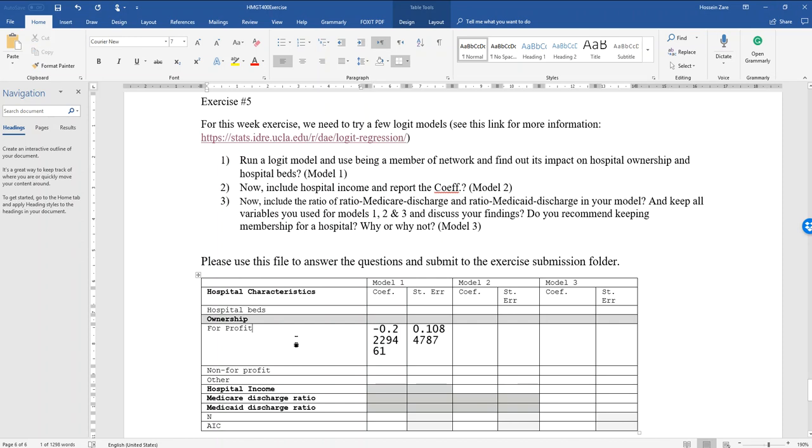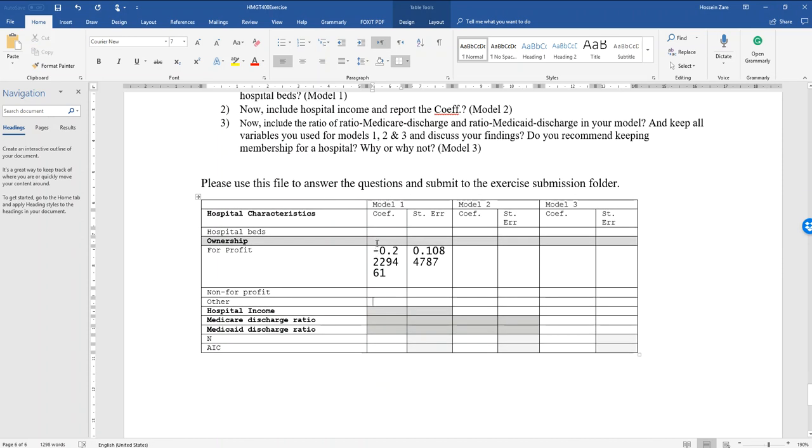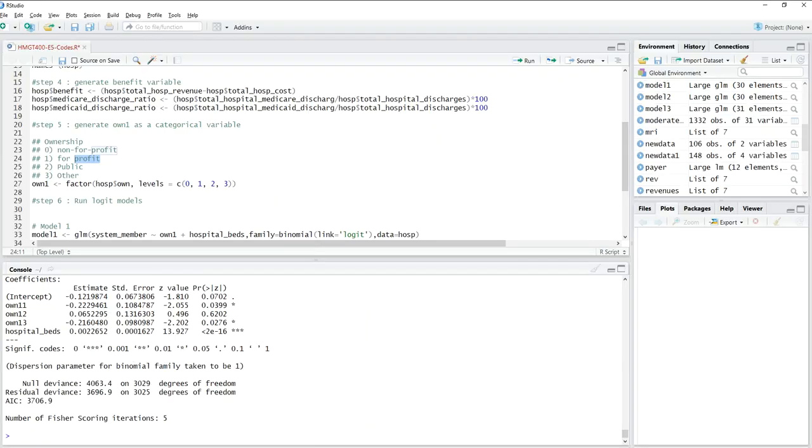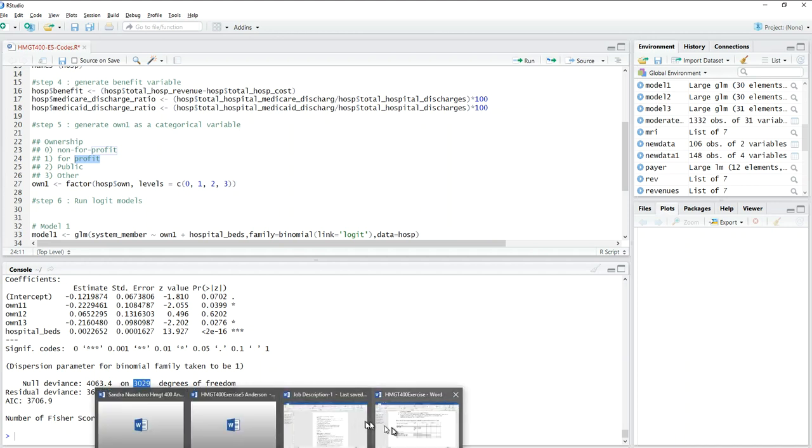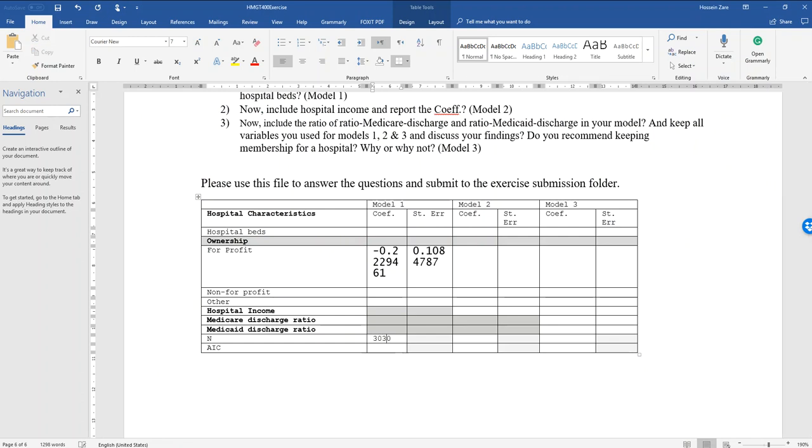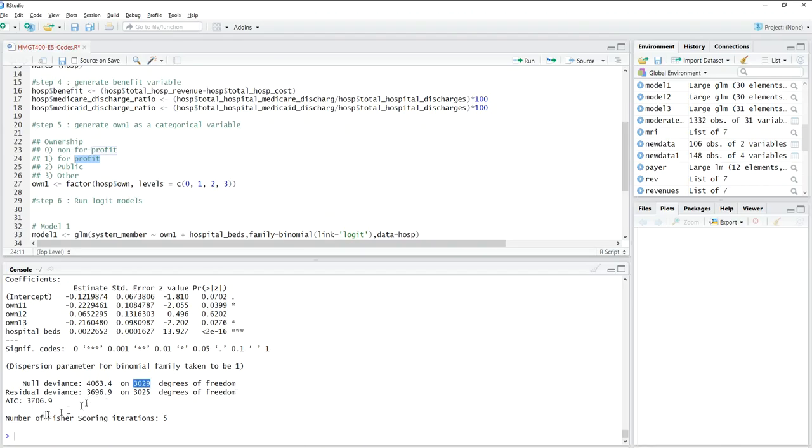Then here, you have the gray line, so it's not included. You just report the coefficient for the hospital bed here, for-profit, non-for-profit, and other hospital. For now, we don't need to report the hospital name, income ratio, and Medicare ratio. And then you have an N. The N is here. This is the N, 3029 plus number 1, right? This could be 330. And the AIC is here.